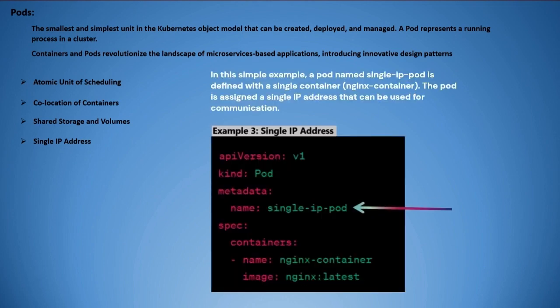Single IP address. Pods have a single IP address assigned to them. All containers within the pod share this IP address and communicate over the same network. This simplifies networking and allows containers to easily discover and connect to each other.